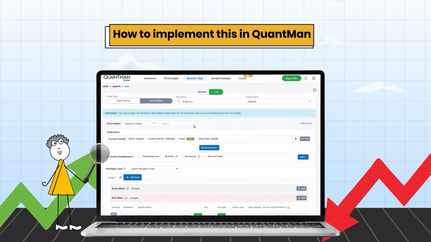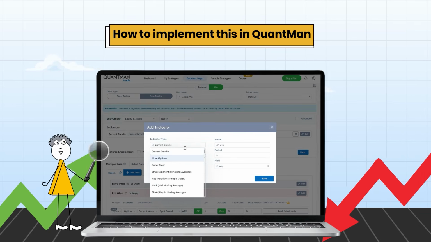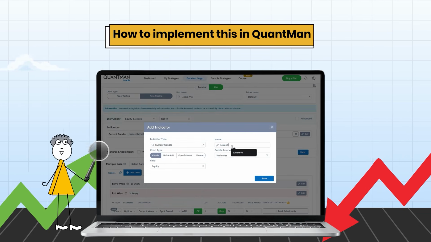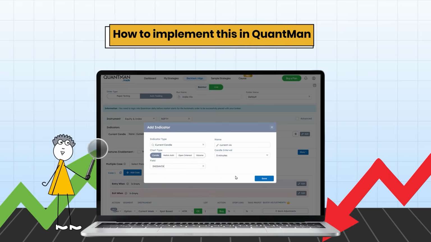As usual, we start by selecting an instrument for our strategy. Then click on Add Indicator and select the current candle as the indicator. Next, name it Current VIX. Finally, navigate to the Field section where we will be mapping the candle to the India VIX index. Choose India VIX there and click the Save button.